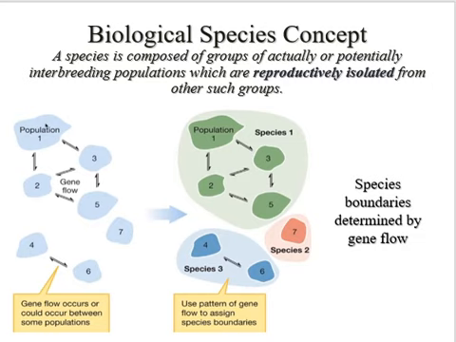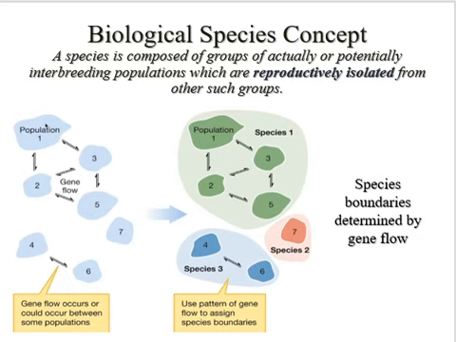All right, so moving on to the third concept. We'll talk about the biological species concept. This concept was first introduced by Ernst Mayr. According to this concept, a species is composed of groups of actually or potentially interbreeding populations, which are reproductively isolated from other such groups. So here species boundaries are determined by the patterns of gene flow. In other words, is gene flow present or absent among populations?